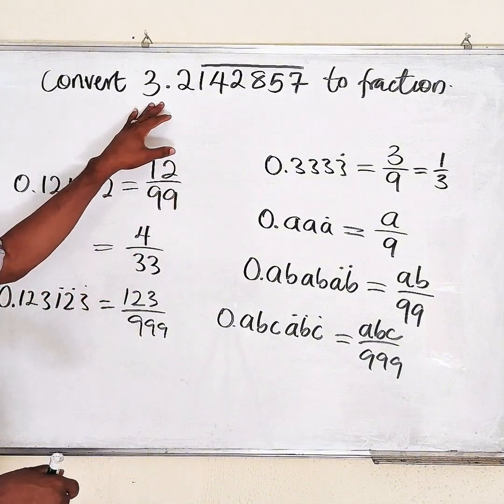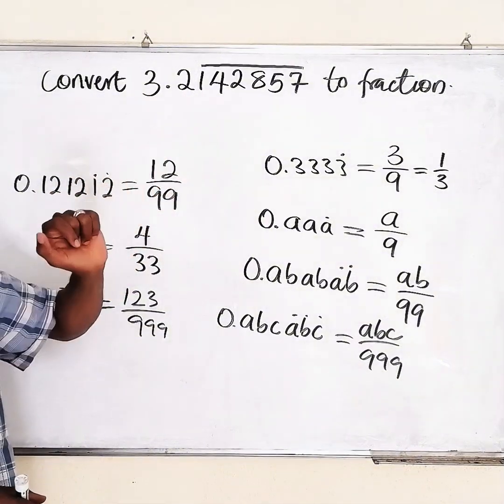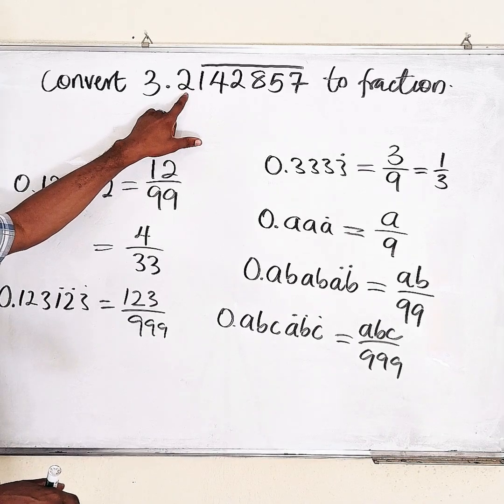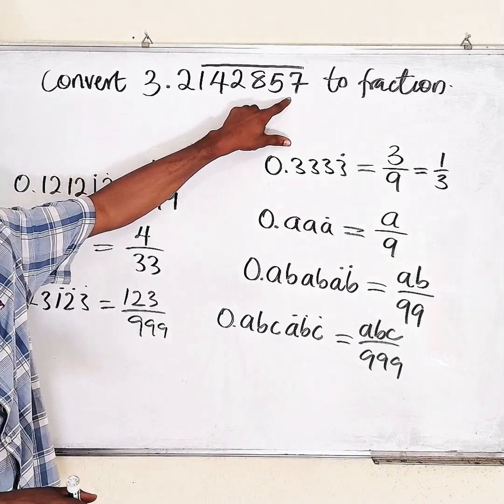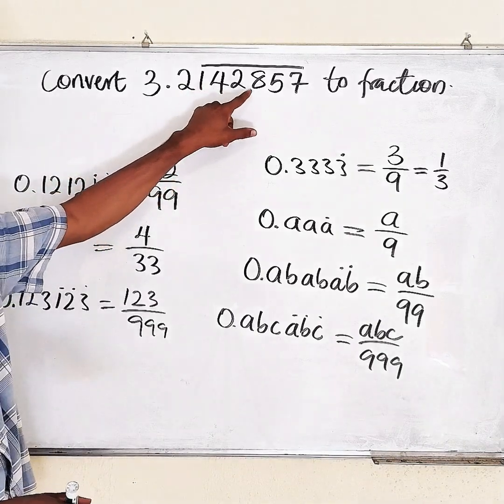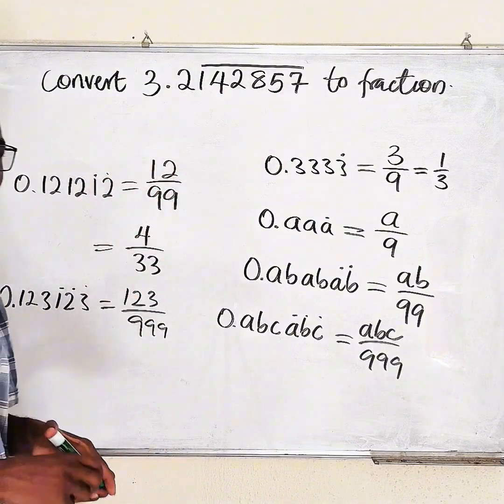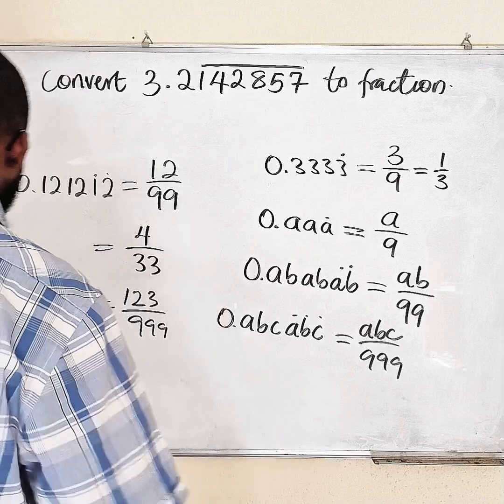But what we want to convert here is 3 point something. And you can see that the recurring digits do not start immediately, because we have 2 before the digits that keep on recurring. We have 1, 2, 3, 4, 5, 6 digits that keep on recurring. So how can we tackle this problem? I'm going to show you how.